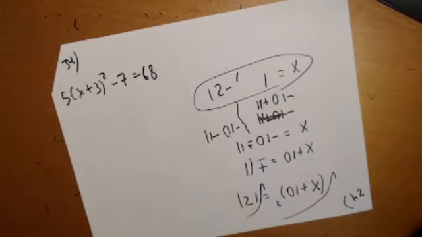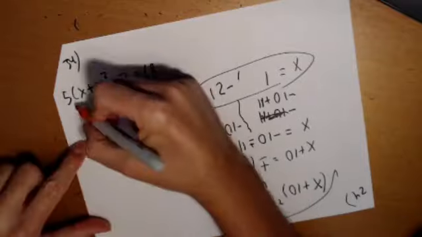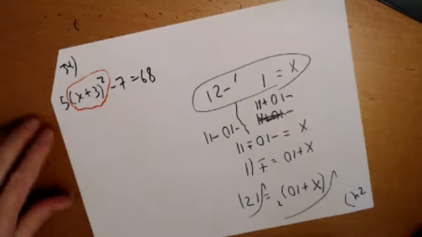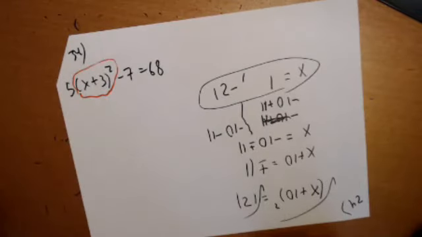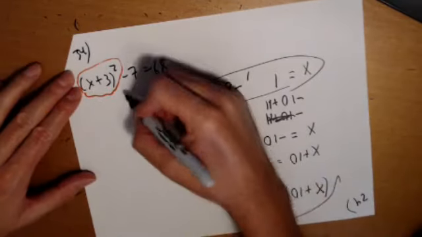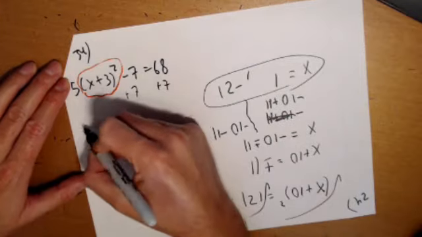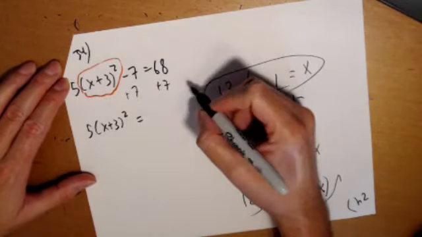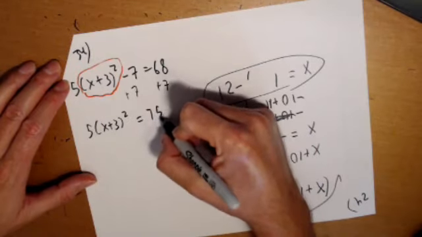So tell me if you see what I'm seeing. I want to get this (x plus 3) squared completely alone. So I need to get rid of that 5 and that negative 7. Which one do I get rid of first? The negative 7. So I need to add 7 to both sides. So we have 5 times (x plus 3) squared is equal to 68 plus 7, 75.